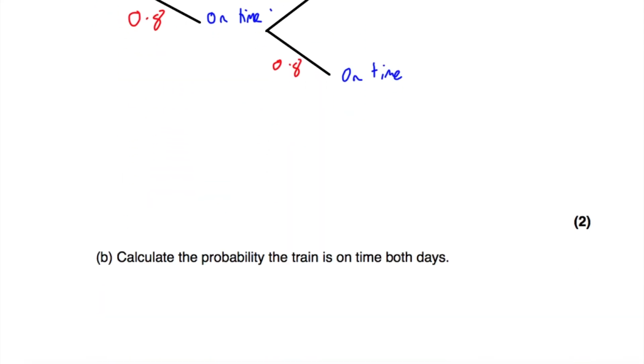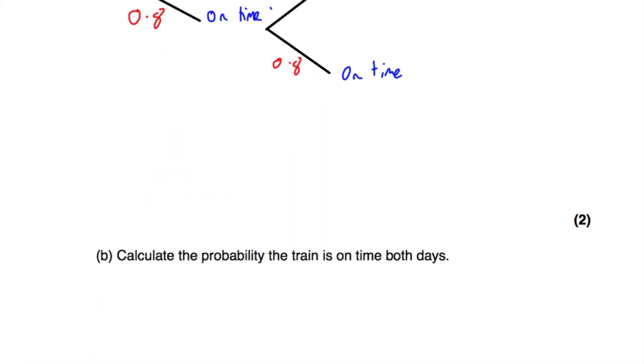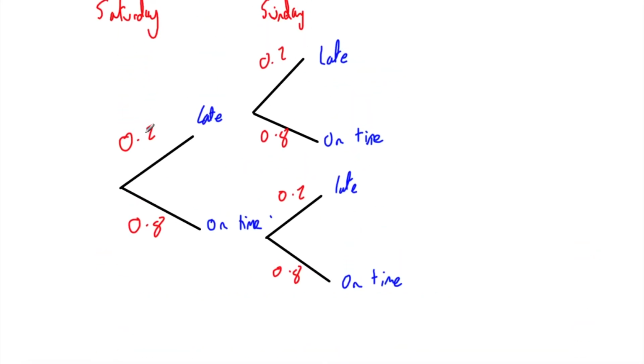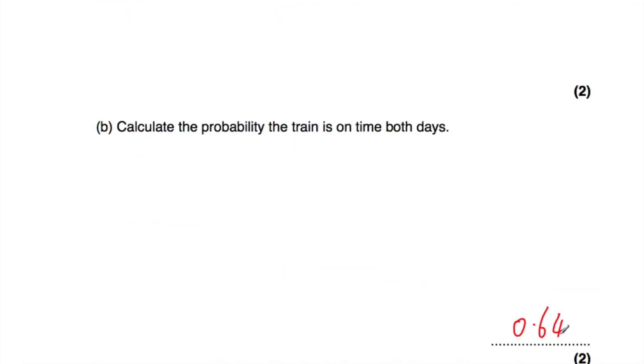Part B. So part B says calculate the probability that the train is on time both days. So on time both days would be on time and on time. So it's that option there. So we're going to do 0.8 multiplied by 0.8. And 8 times 8 is 64. So 0.8 times 0.8 would be 0.64. And that's it.